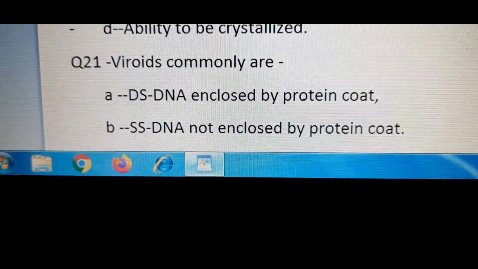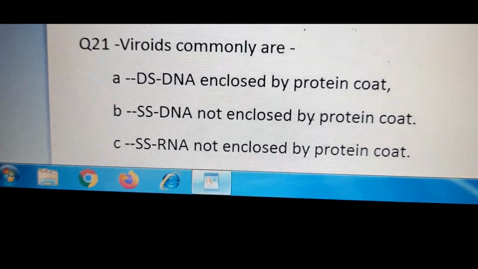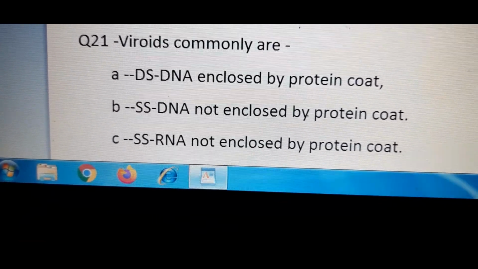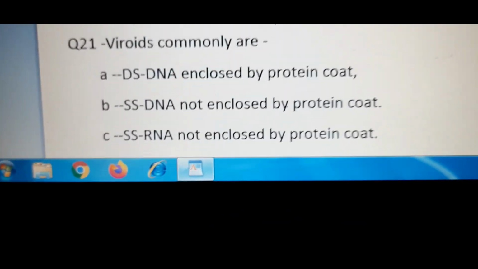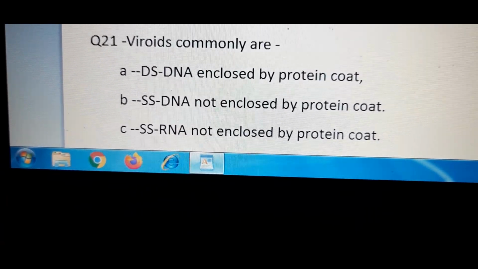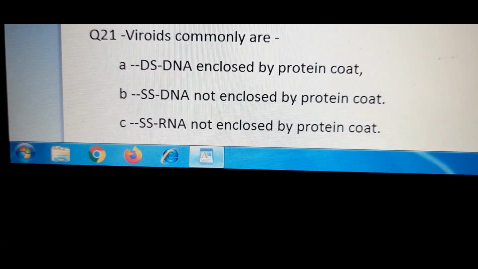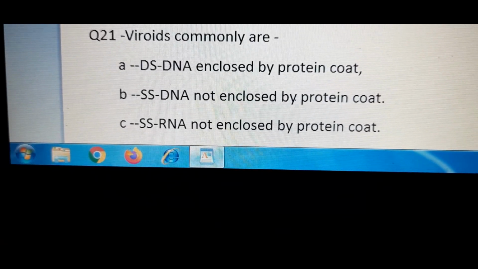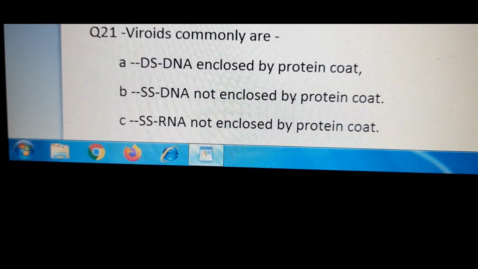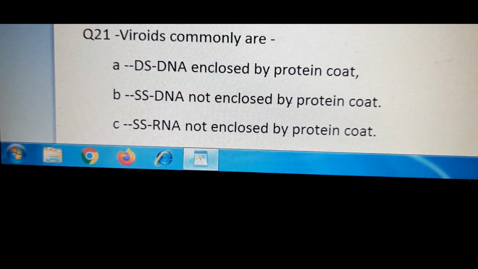It can be crystallized. Now question number 21 reads, viroids commonly are. Of course here viroids most commonly are, B is the answer, sorry, C is the answer. SS, that is single stranded RNA not enclosed by protein coat. This is the answer. C is the answer for this.